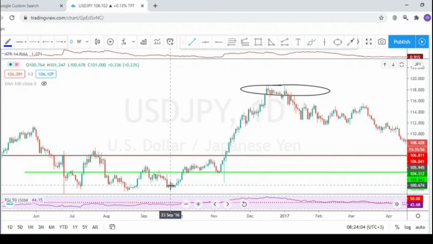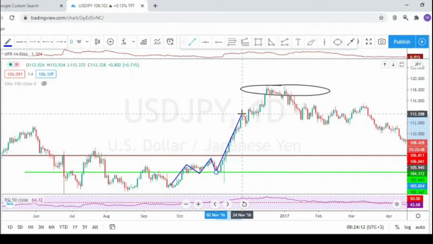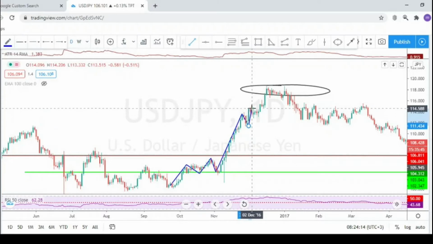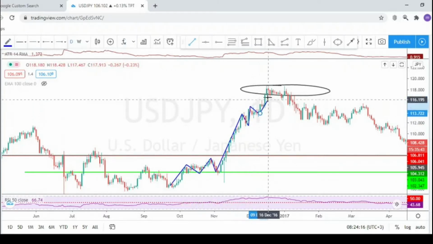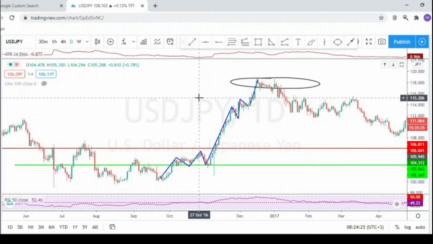In this particular case, this market was trending to the upside, making higher highs and higher lows till it came here. So as you can see guys, the market is trending in the upside direction. So this is the first step you have to take. You have to look for the market which is trending in a particular direction.